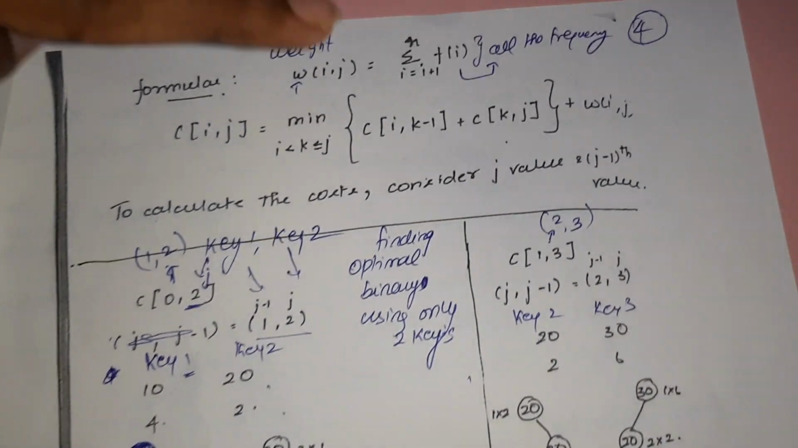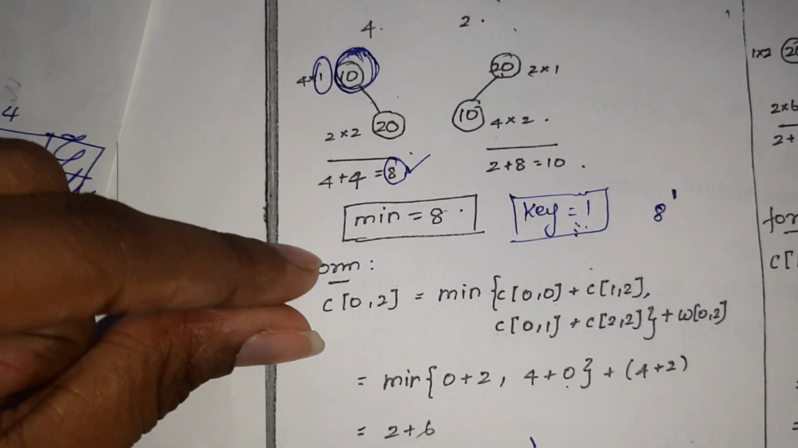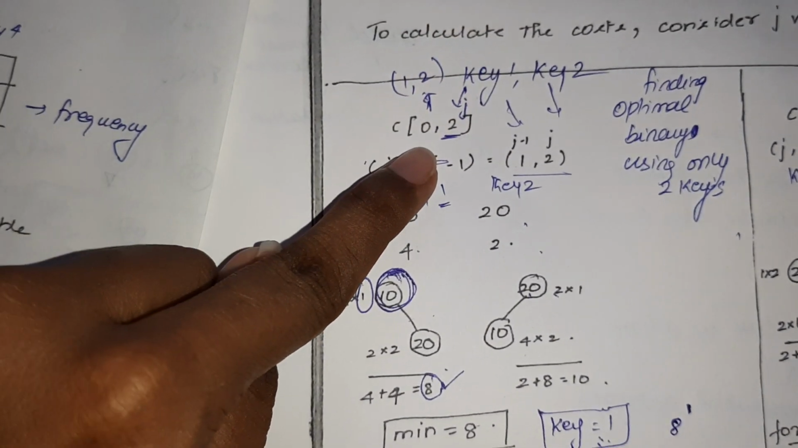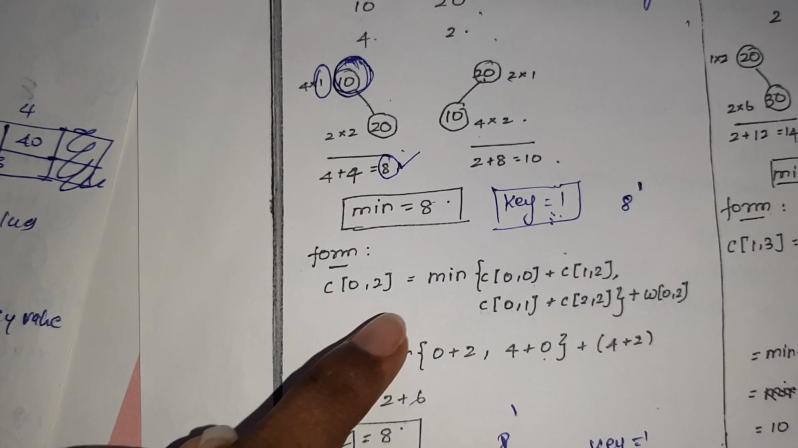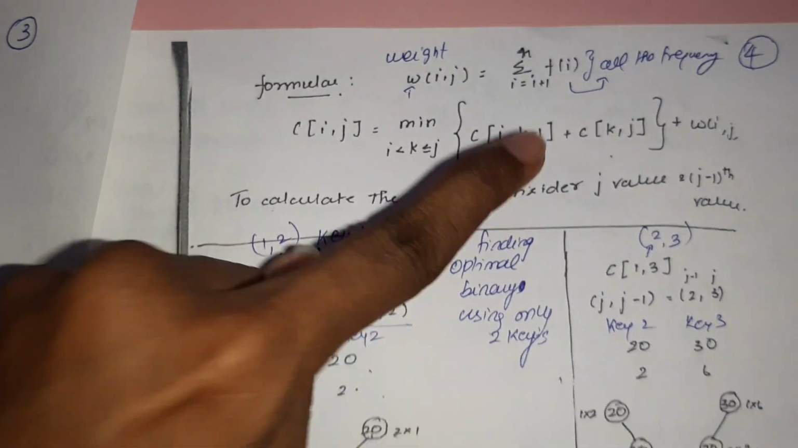Then we are going to find how we are solving in the graph. We can apply the formula and we can get the same answer. Let us try for the simple one. So the same formula I took here, i comma j, for which I am getting 0 comma 2. So here for 0 comma 2, the minimum value according to the formula is c of i comma k minus 1.